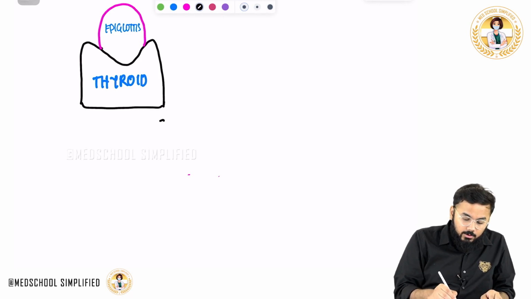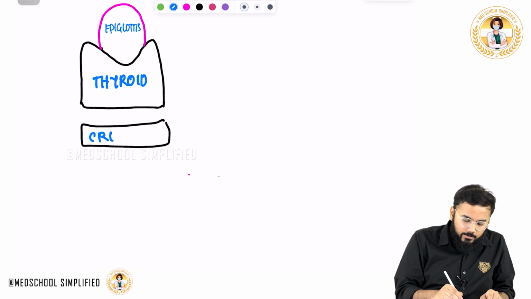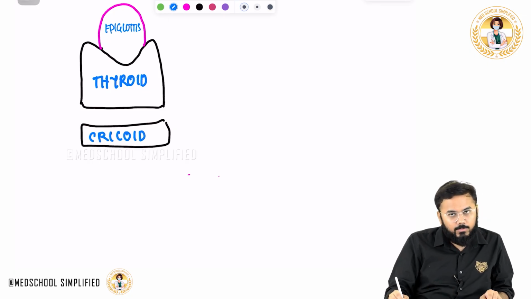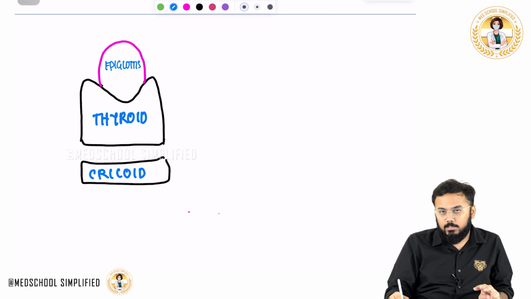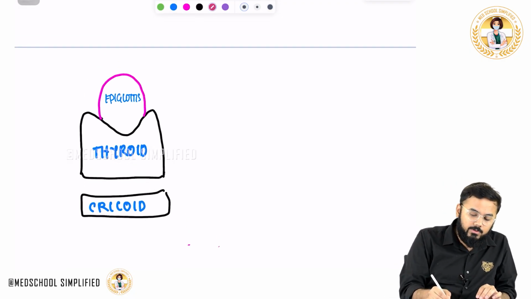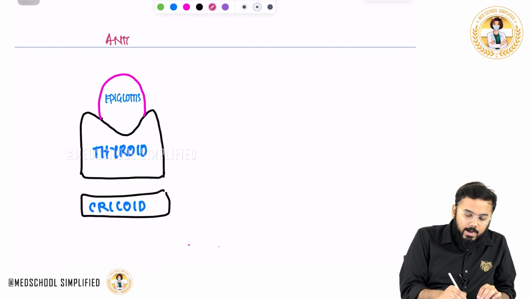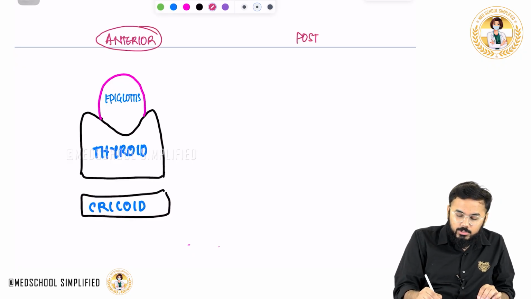And down here you have one more interesting thing. This is called what? This is called your cricoid cartilage. Clear? So these are the three unpaired cartilages which you can see from the anterior view. Which view is this? This view is called your anterior view. Now let us look at the posterior view.